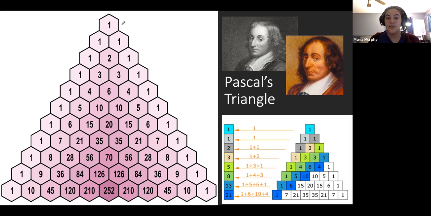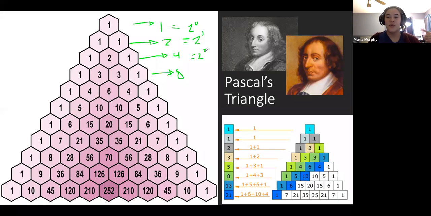Another thing to see is that horizontally, there are sums. 1 is going to give us 1. 1 plus 1 is going to give us 2. 1 plus 2 plus 1 is going to give us 4. 1 plus 3 plus 3 plus 1 is going to give us 8. And you can see that horizontally, these are going to be powers of 2. So this is going to be 2 to the power of 0, this will be 2 to the power of 1, this will be 2 to the power of 2, and so forth.